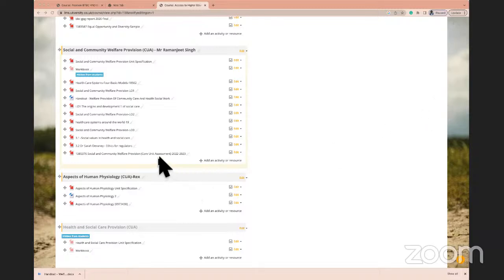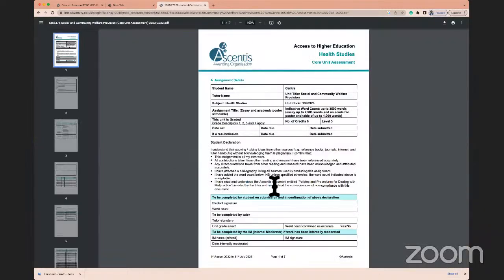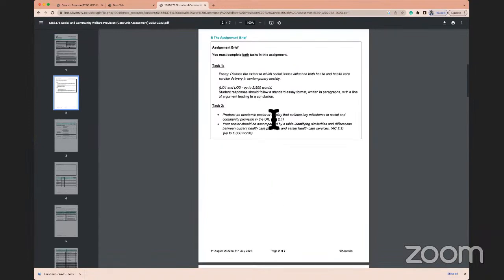We'll do the discussion on the assignment brief for this in the session on Sunday, because the assignment brief is basically 2 tasks and it's about 2,500 words. It will involve drawing up an essay, bringing in the readings that you're doing across learning outcomes 1, 2, and 3. And that is where the handout will become useful.